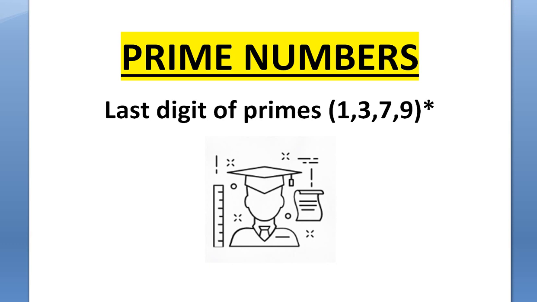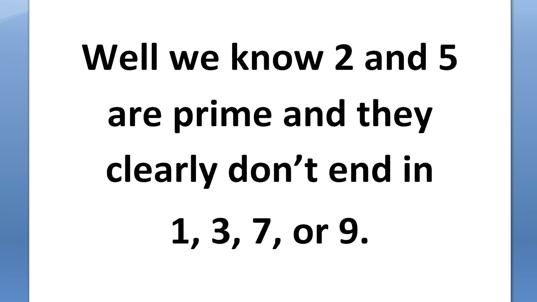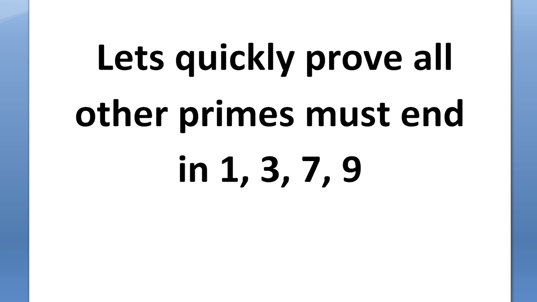Hello and welcome back to my series of videos on prime numbers, and today we're going to look at the last digits of primes. So all prime numbers except 2 and 5 end in 1, 3, 7 or 9. Well, we know 2 and 5 are prime and they clearly don't end in 1, 3, 7 or 9. Let's quickly prove that all other primes must end in 1, 3, 7 or 9.